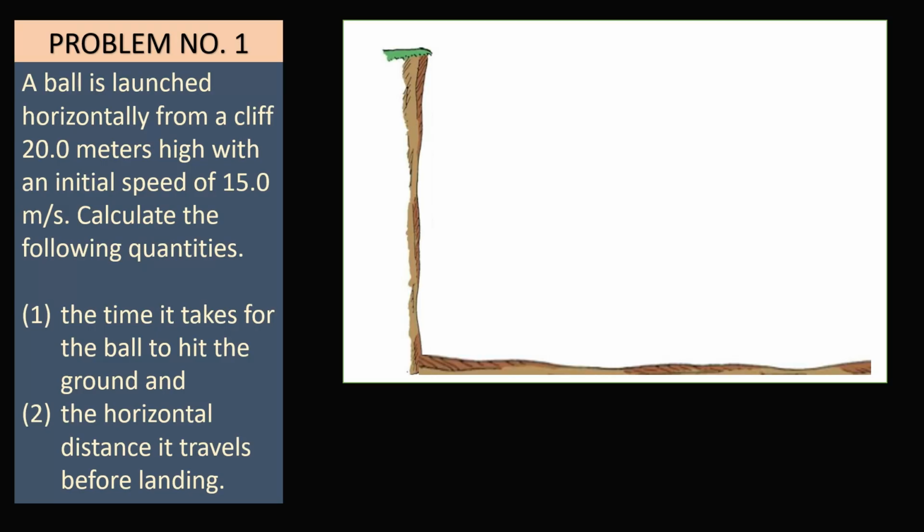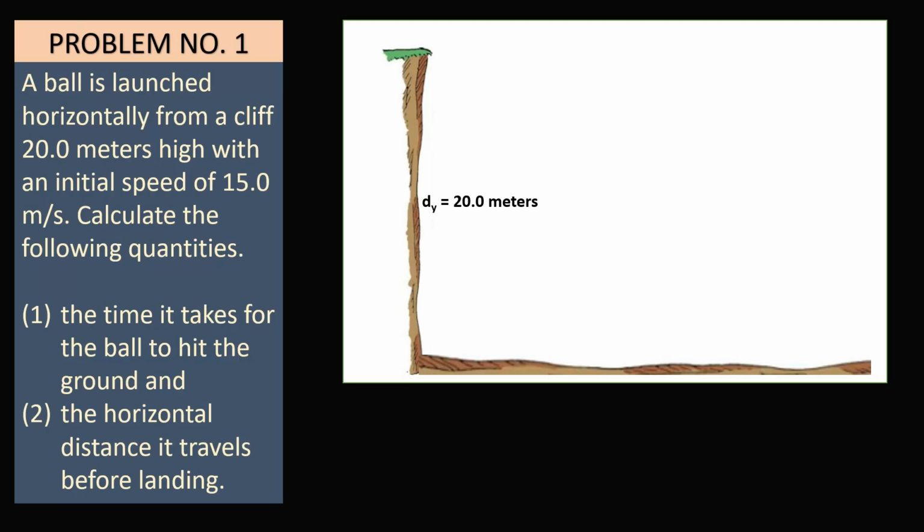Let us solve some examples. A ball is launched horizontally from a cliff 20.0 meters high with an initial speed of 15.0 meters per second. Calculate the following quantities. 1. The time it takes for the ball to hit the ground. 2. The horizontal distance it travels before landing.